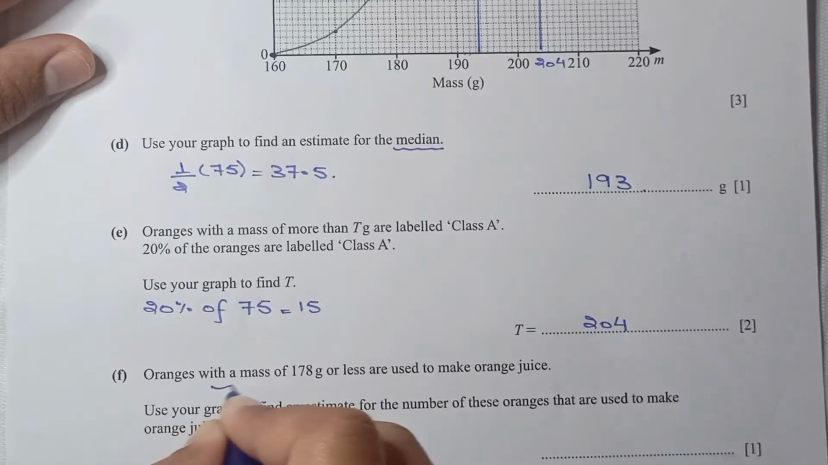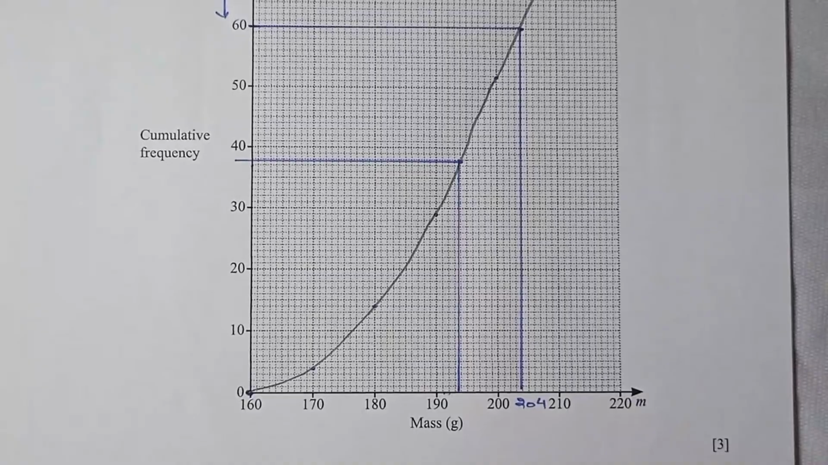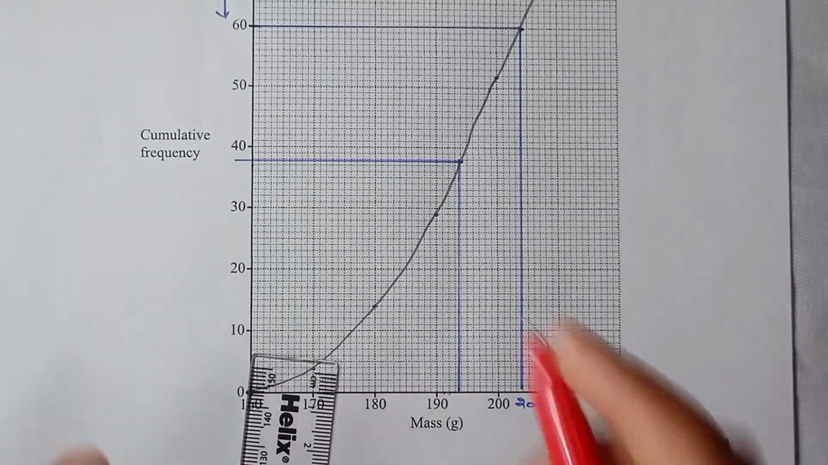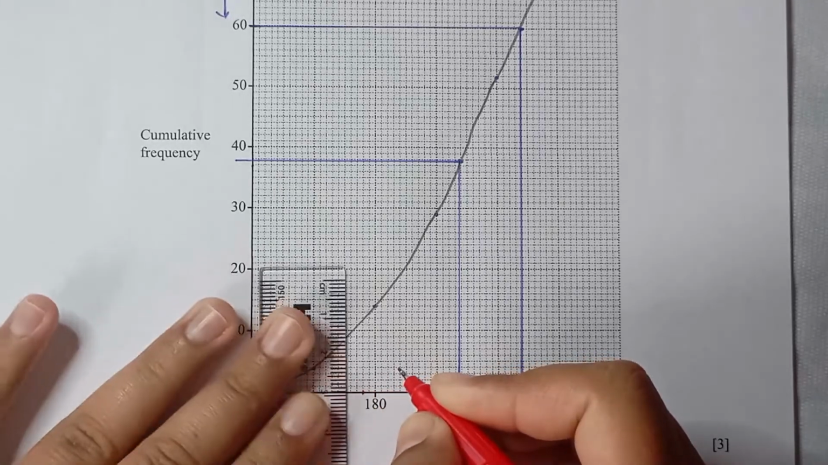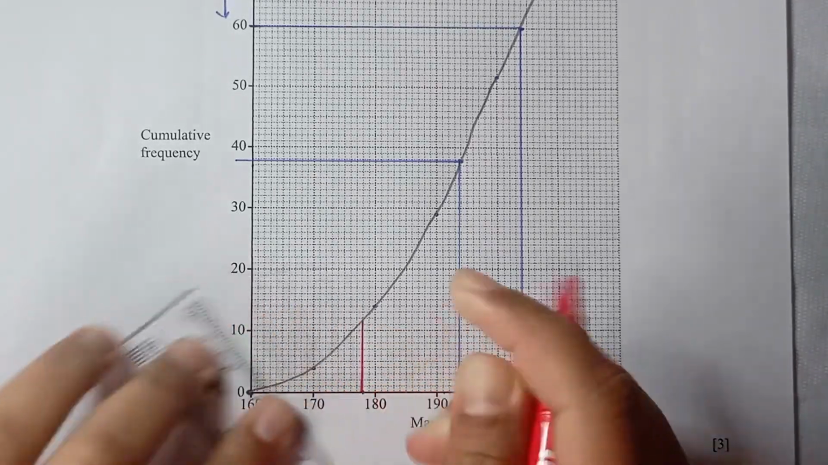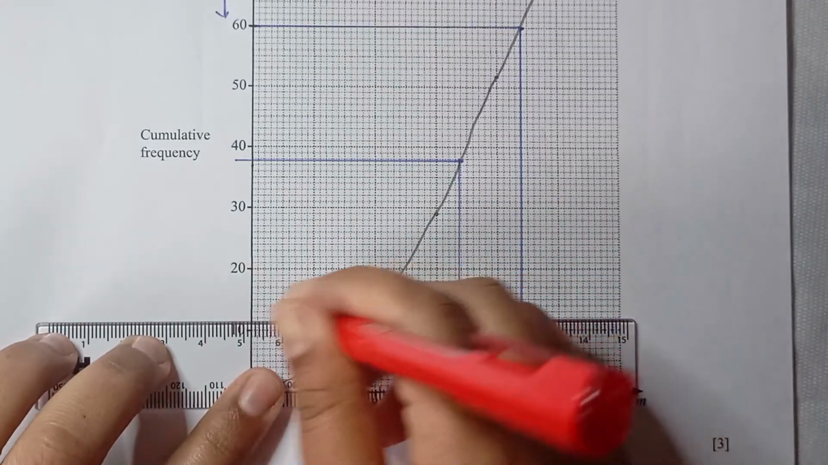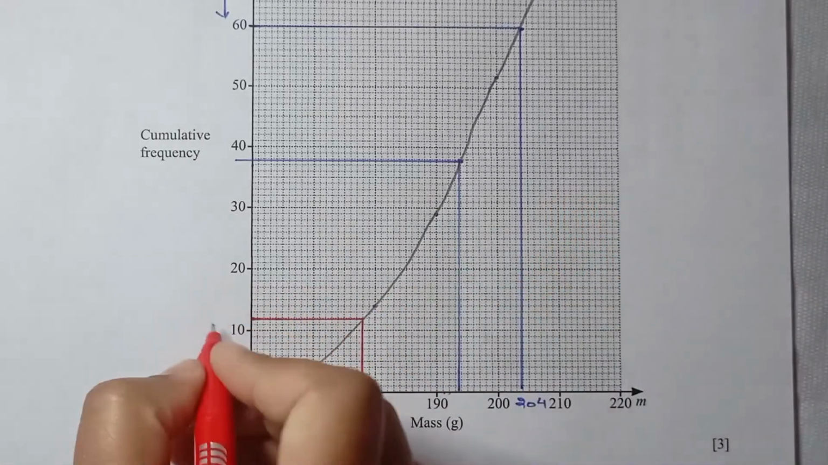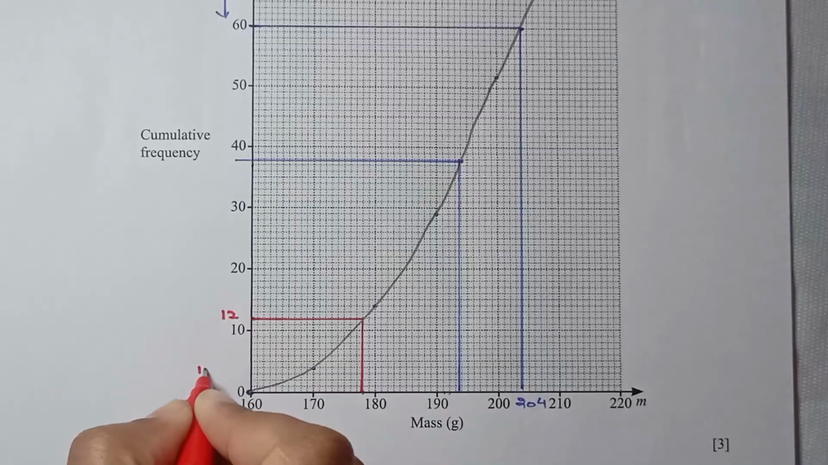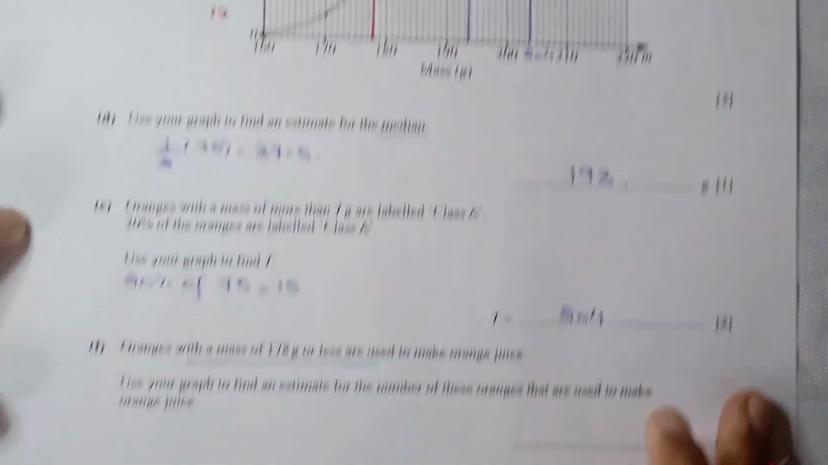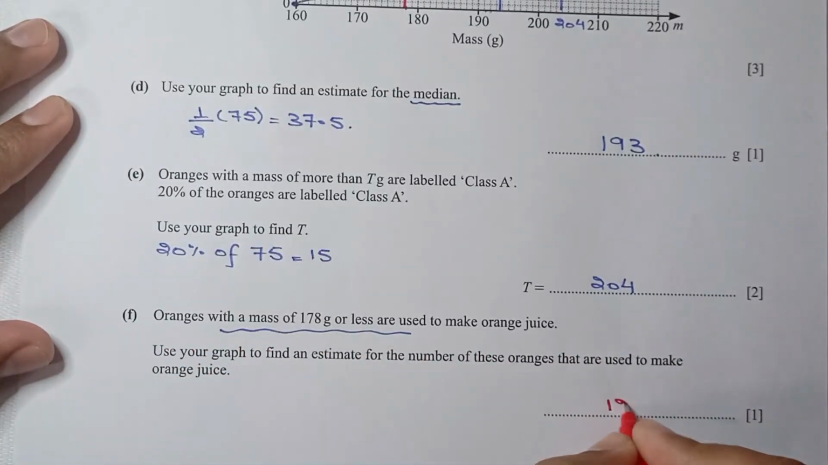Okay, mass 178 grams or less. So 178 grams is 175, 76, 77 and 78. So this is 178, and how many? Yes, it is 12, and between 12 and 0 the difference is 12. So we can say that 12 of the oranges are used to make orange juice.